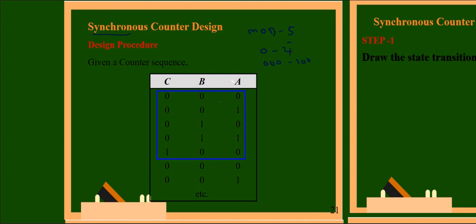If you take the truth table, first it is 000, so first count 0, then 1, then 2, then 3, then 4. This is one mod 5 counter cycle. After that, the repetition starts and we get 0 and 1 again, and so on. So this is the truth table if you want to design a mod 5 counter.